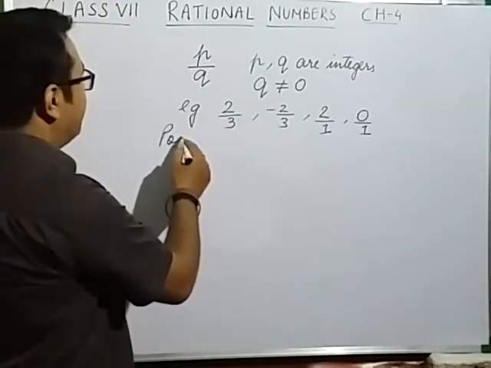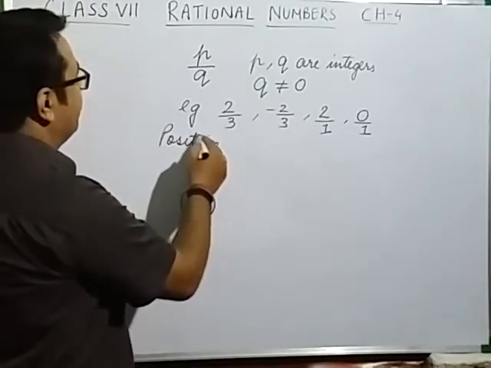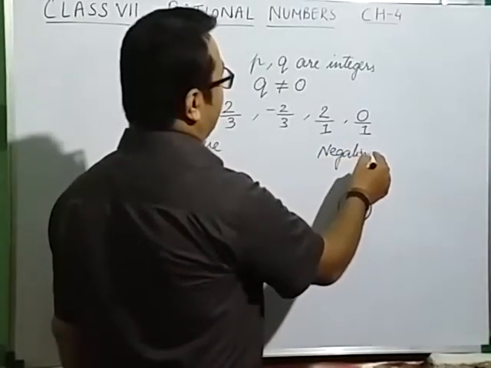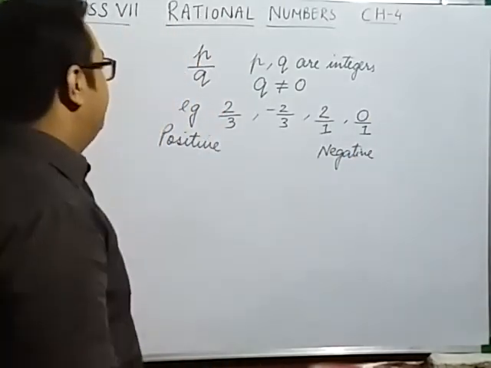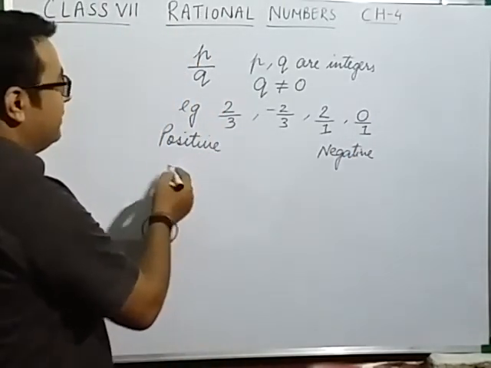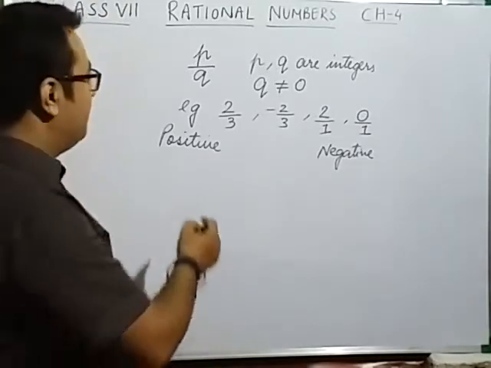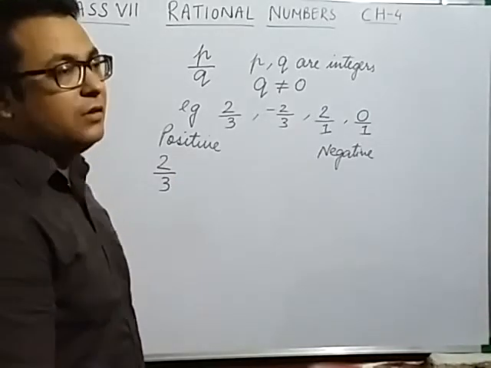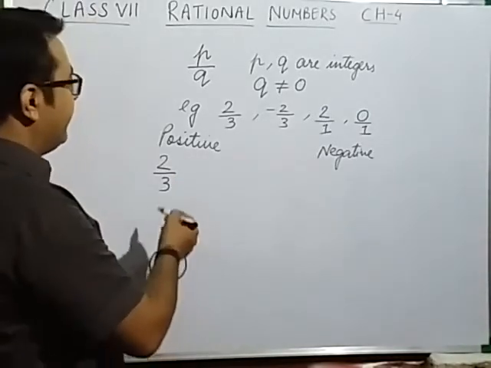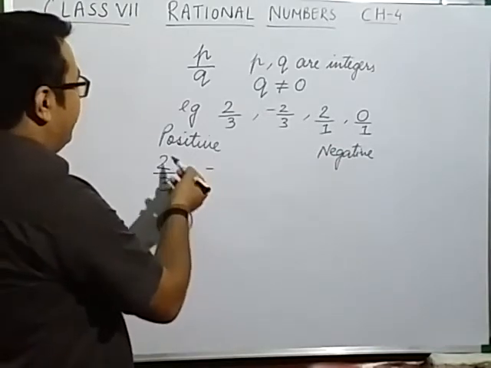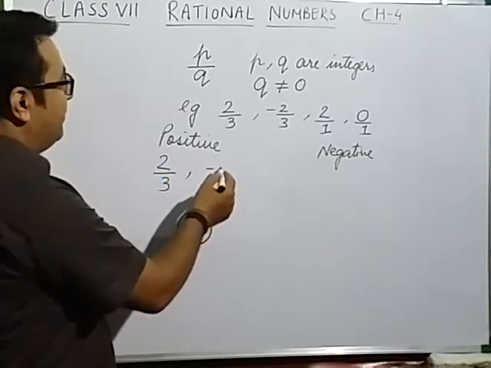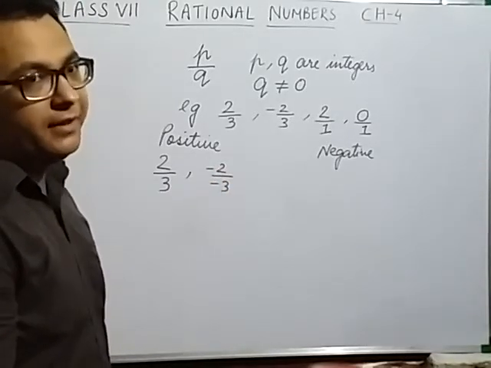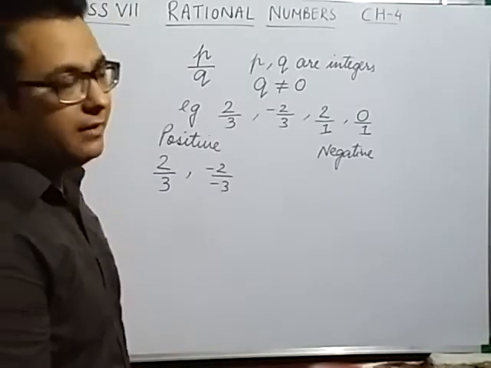First is positive rational numbers and second is negative rational numbers. Positive rational numbers are those numbers in which the numerator and denominator both are positive, or the numerator and denominator both have the same sign. Example, 2 upon 3 or minus 2 upon minus 3. Here the sign of both the numerator and denominator is the same, so they are called positive rational numbers.